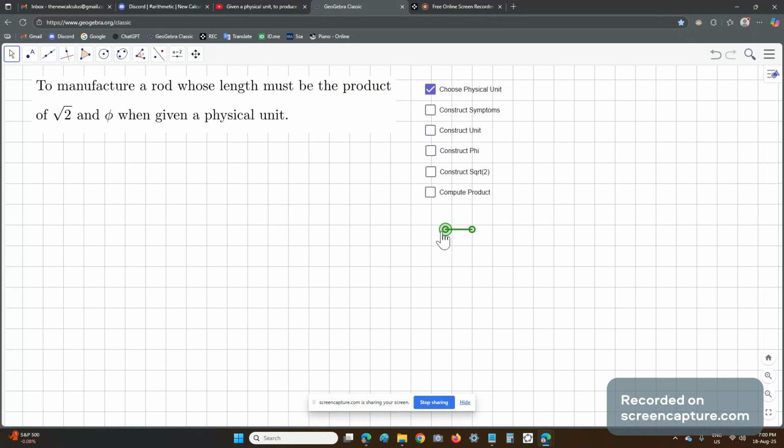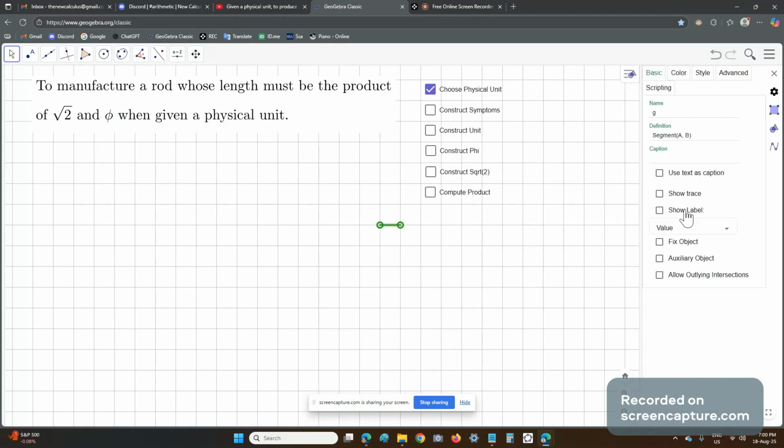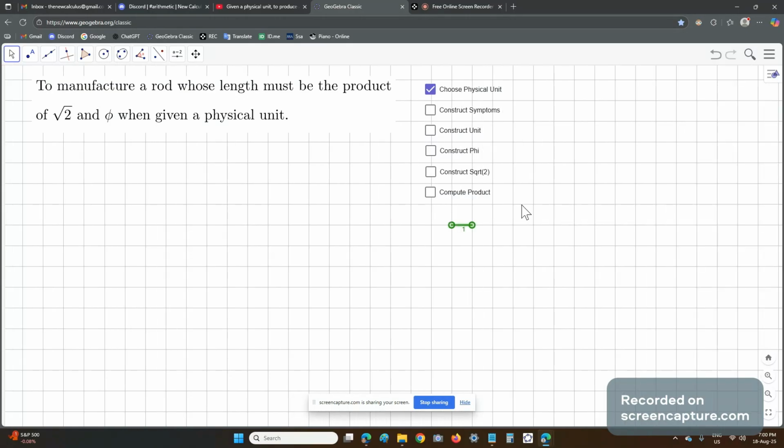This line here helps you to choose a physical unit. Now if I set it there, its length will be 1, I believe. So I can choose any physical unit I like, but I'll choose one initially, and I'll show you that it doesn't matter which one you choose. Let's put it up here. 1.